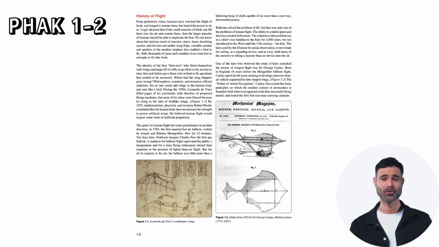Philosophers, scientists, and inventors offered solutions, but no one could add wings to the human body and soar like a bird. During the 1500s, Leonardo da Vinci filled pages of his notebooks with sketches of proposed flying machines, but most of his ideas were flawed because he clung to the idea of bird-like wings. By 1655, mathematician, physicist, and inventor Robert Hooke concluded that the human body does not possess the strength to power artificial wings. He believed human flight would require some form of artificial propulsion.